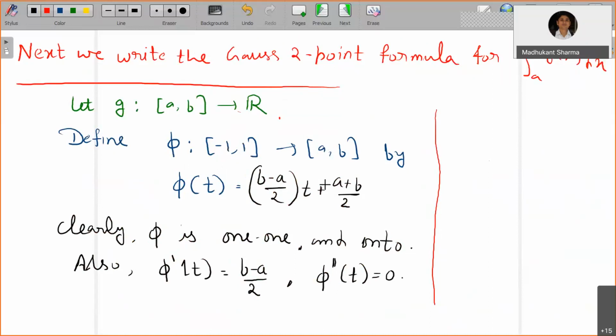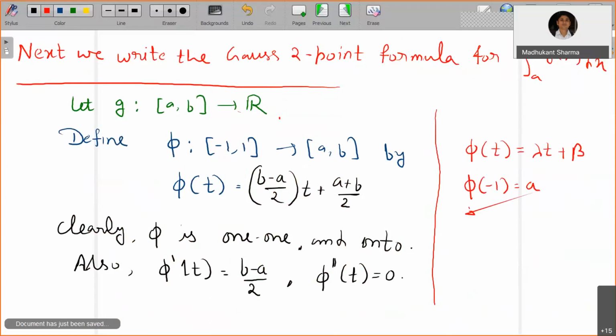So we are going to go with some straight line. Let's say phi of t is equal to lambda t plus some beta, such that phi of -1 is equal to a, and phi of 1 is equal to b. If you solve these two equations in two unknowns, you will get the lambda value as (b minus a) by 2 and the beta value as (a plus b) by 2.